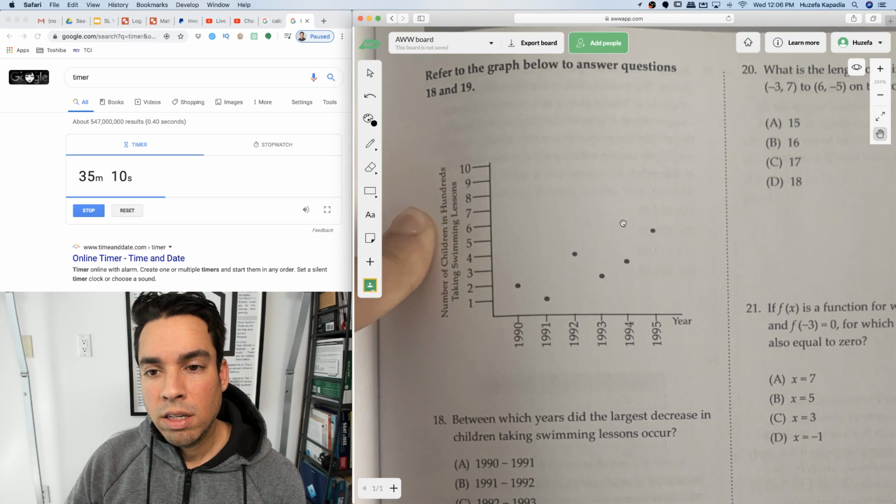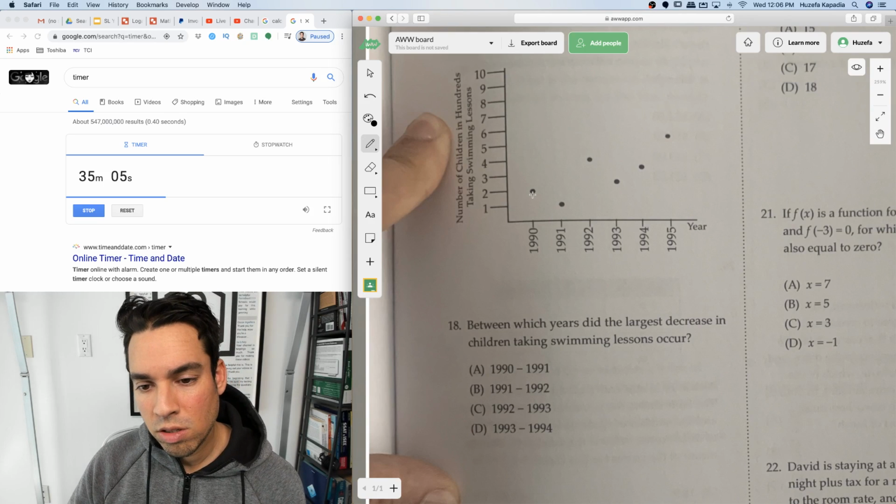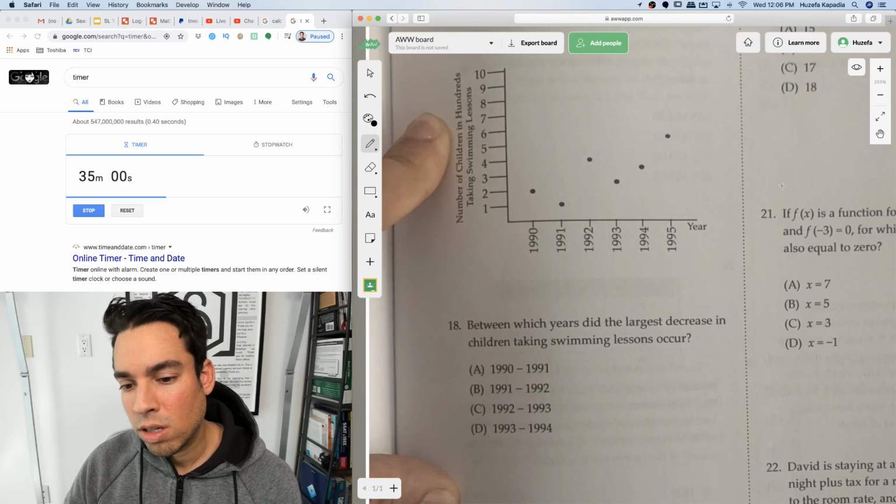Number 18, refer to the graph below to answer the question. We have the number of children, in hundreds, taking swimming lessons. So this is like 200 in 1990, then it dropped to 100, then it went to 400, 300. Okay, so I get a feel for that.